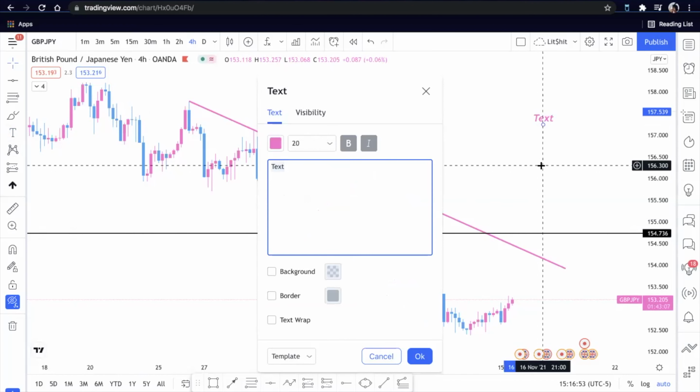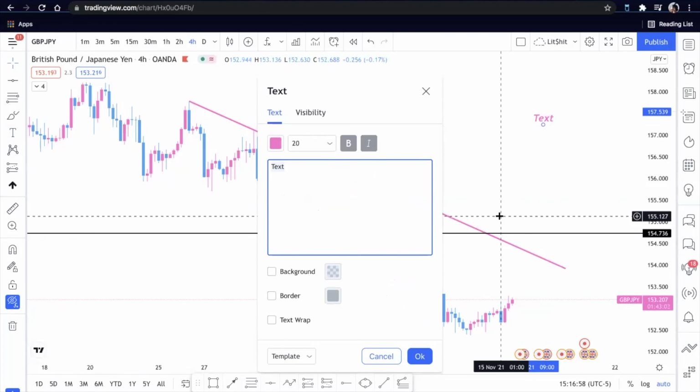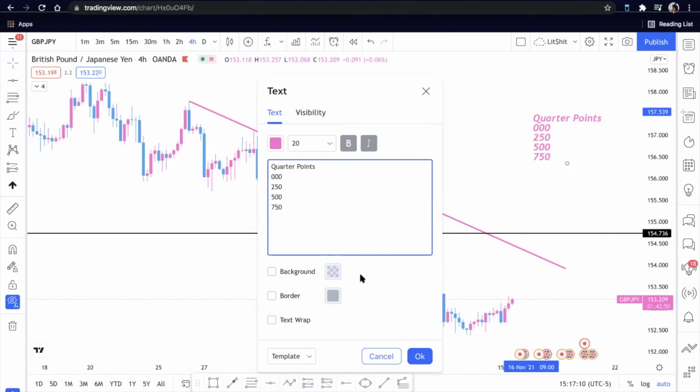So you will see right here where the line is, it says 0.736. So the quarter points run in numbers like quarters. So you have 000, you have 250, you have 500, and you have 750. And as you can see, this has the equivalent to quarters. So, you know, $1, 25 cents, 50 cents, and then 75 cents. Okay, but in this case we're using quarter points.